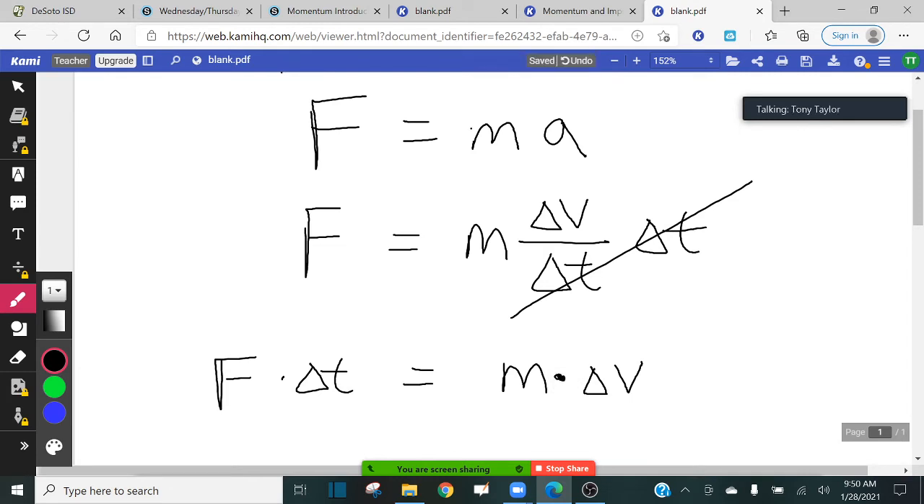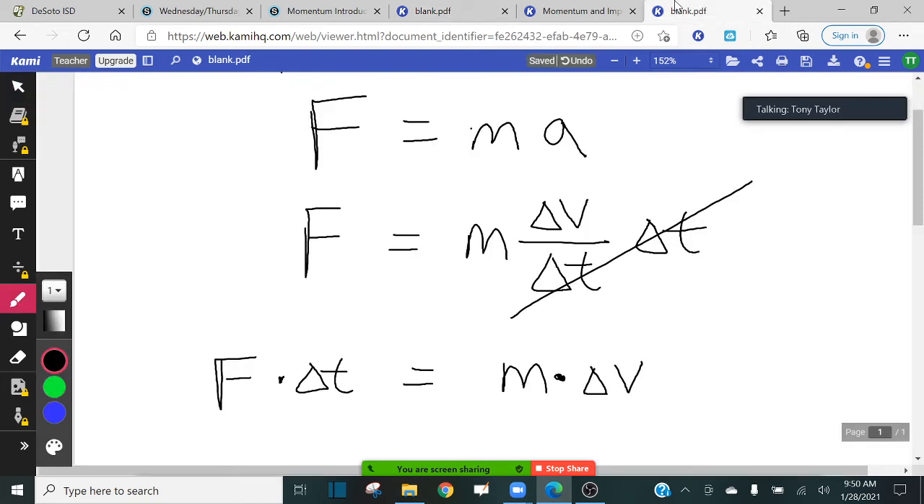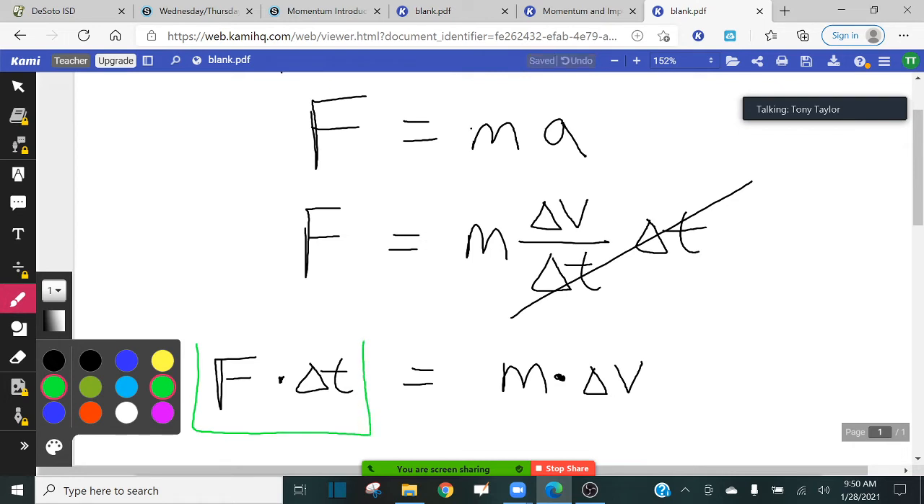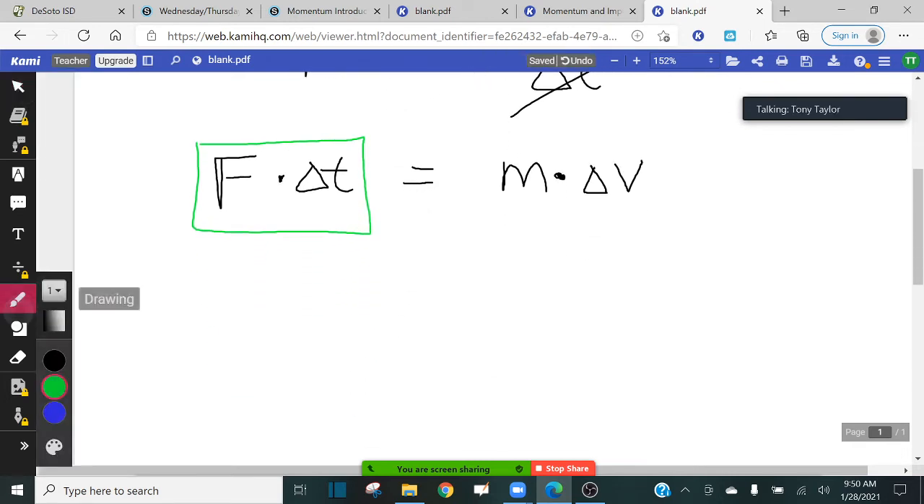I want you guys to notice something here. Look at the left-hand side of this equation. Force times delta t. What does that remind you of? You notice that's the equation for impulse. Impulse is equal to force times delta t. So that is the equation for impulse.